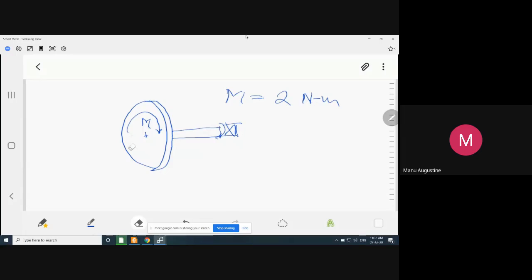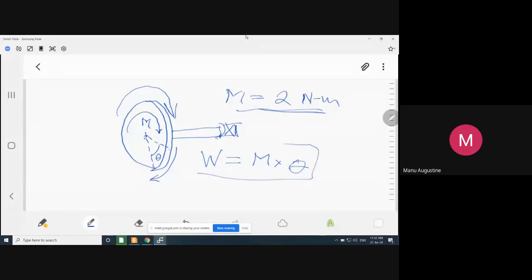So in this case, you are applying a rotary effort. This is the direction of moment or couple that you have applied, and the moment that you applied was 2 Newton meter. And by doing so, this heavy wheel happened to rotate by an angle theta in the direction of your applied moment. What will be the work done? The work done will be the moment multiplied by the angular displacement theta.